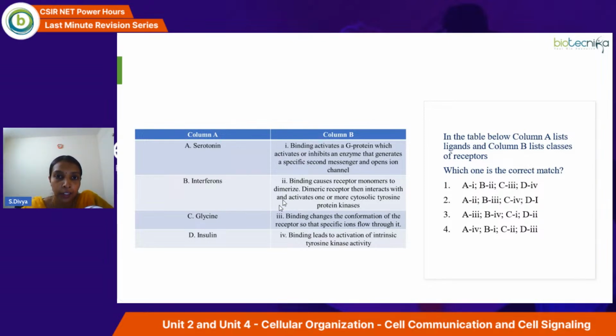And when I speak of cell signaling, mainly 4 marks, you can always expect a combination statement or you can expect this kind of match the following. Last time they have provided you one image of receptor tyrosine kinase and they had asked you the events that occur. So basically direct questions only come from here.